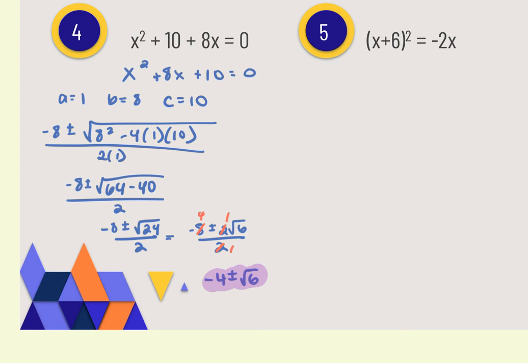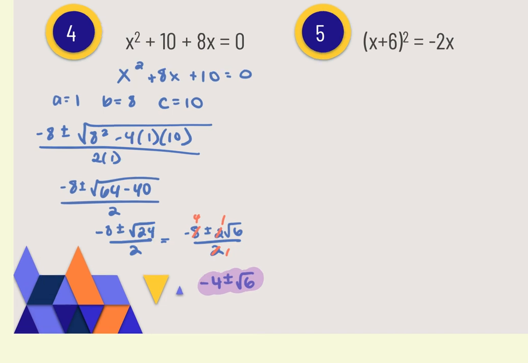So look at 5, right? It's a little bit like what we did the other day where you've got parentheses squared and we normally would square root both sides of that equation. But what's on the other side of the equation is an x term, which means you cannot do that. So for these, you actually have to expand and FOIL that x plus 6 and then get everything to one side and then use your quadratic, okay?